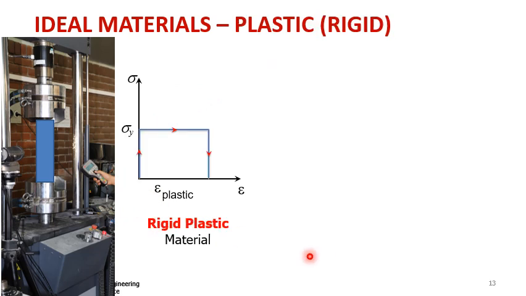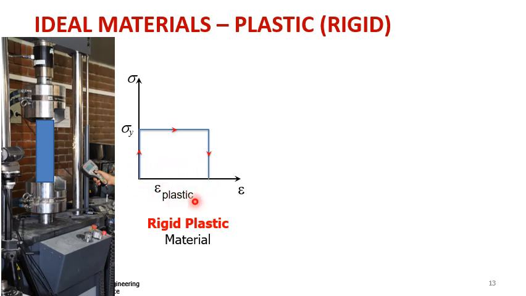The second ideal material is plastic, rigid materials. So as you can see, if you are testing a material, if you are subjecting it to load and deformation and you obtain stress strain diagrams, as you can see over here, there is no deformation up to a certain load. Remember, this is an ideal material. And once you reach a certain stress level, the material will continually increase in strains. And once you remove the load, you will obtain a perfect plastic strain.